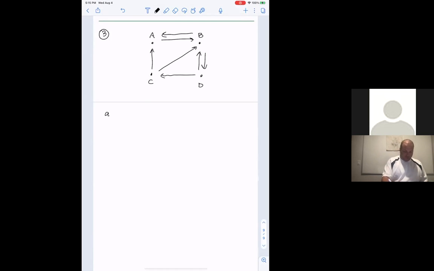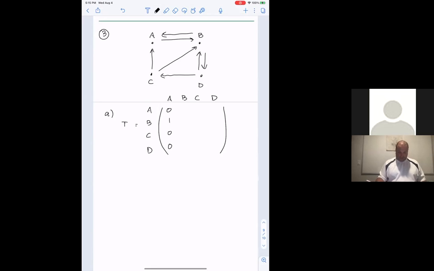Okay, A, write down the transition matrix to represent a random walk around the graph. So go ahead and do it. A, B, C, D. So A does not link to itself. A only links to B. So if you're at A, you're only going to go to B. If you're at B, you can go to A or D, but you can't go to itself, and B does not go to C. C does not go to D or itself, but it does go to A and B. And D certainly does not go to A.